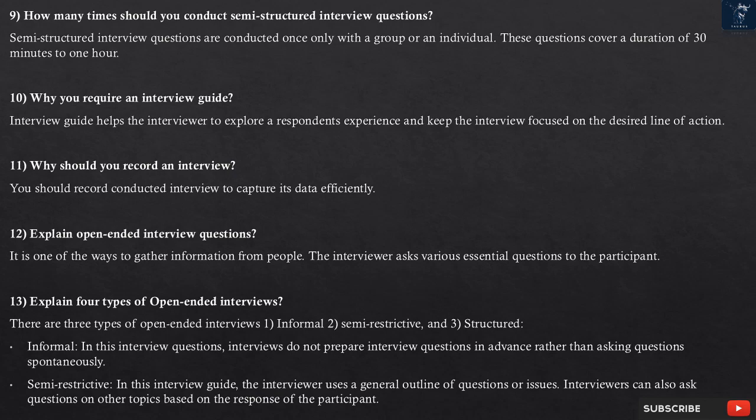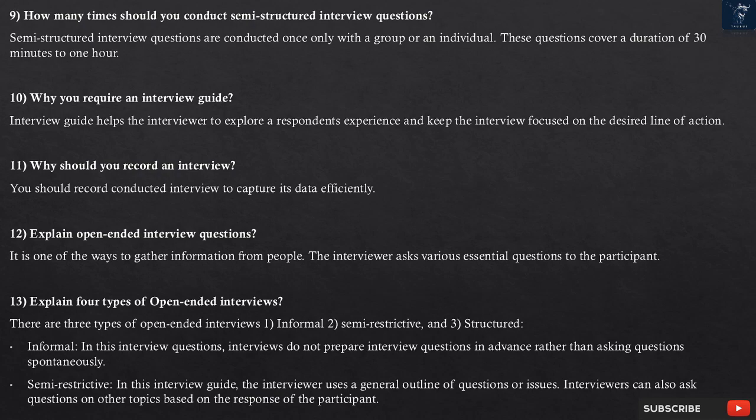10. Why do you require an interview guide? An interview guide helps the interviewer to explore a respondent's experience and keep the interview focused on the desired line of action. 11. Why should you record an interview? You should record the conducted interview to capture its data efficiently.